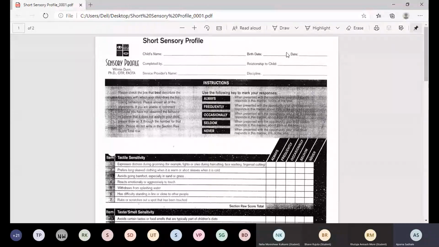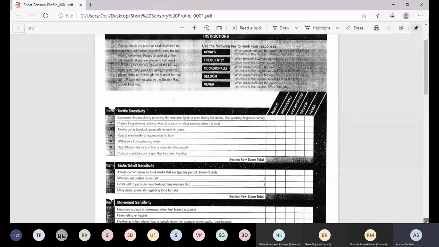And for that reason they have asked for the relationship to the child of the person who is going to complete or fill the response. Next is the service provider's name, that is our name, and discipline, whether it is occupational therapy, physiotherapy, speech therapy, or social worker. It could be any one of those, so we need to write those.